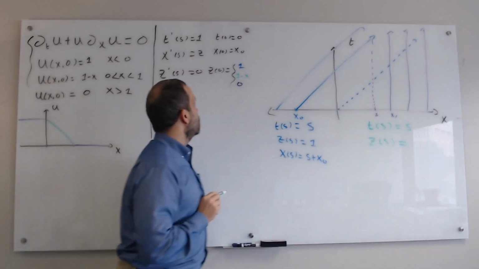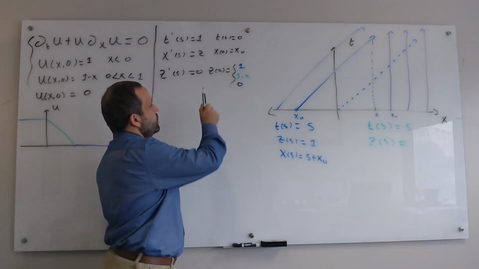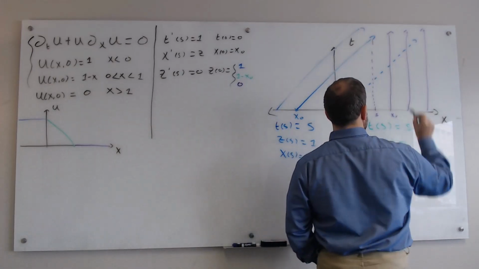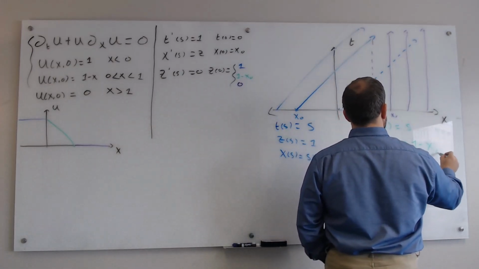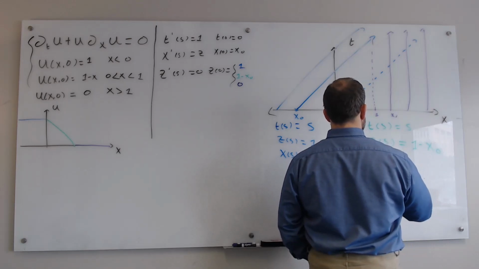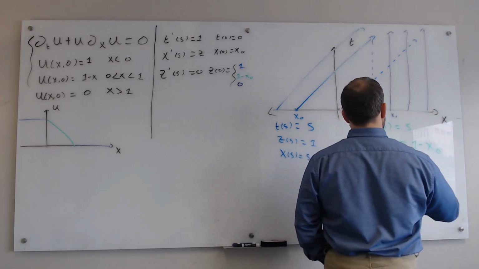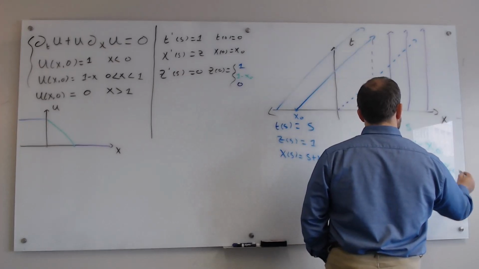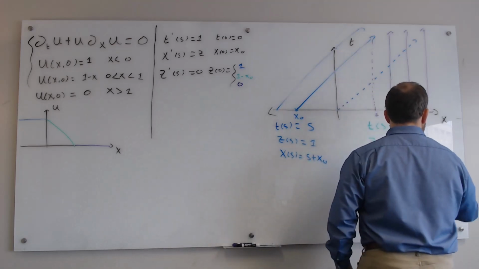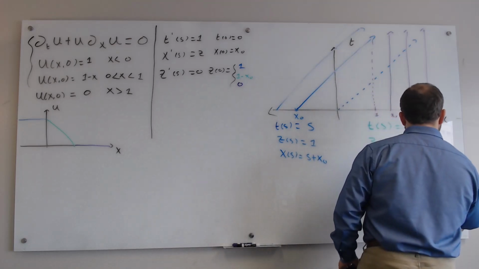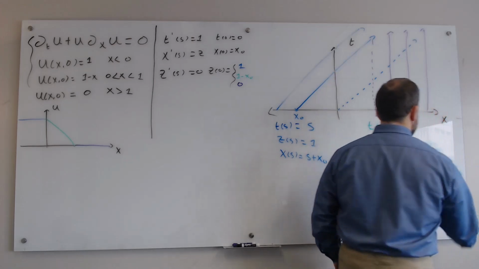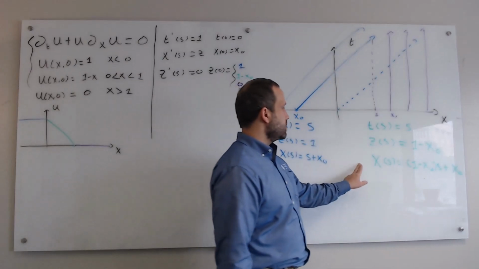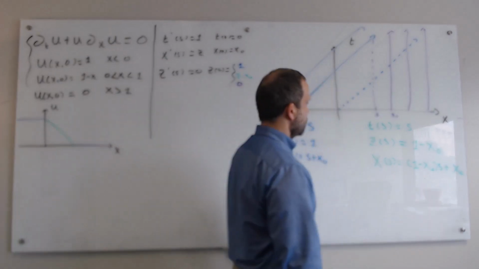Z of S, well, Z prime is equal to 0. Z of 0 is equal to 1 minus X naught. There should be a 1 minus X naught there. So Z of S on these characteristics is 1 minus X naught. And so X of S is going to be equal to 1 minus X naught, 1 minus X naught S plus X naught. I know green is not the best color, but I've got 4 colors to work with. This is what we have here. Okay, so this says X of S is equal to 1 minus X naught S plus X naught.